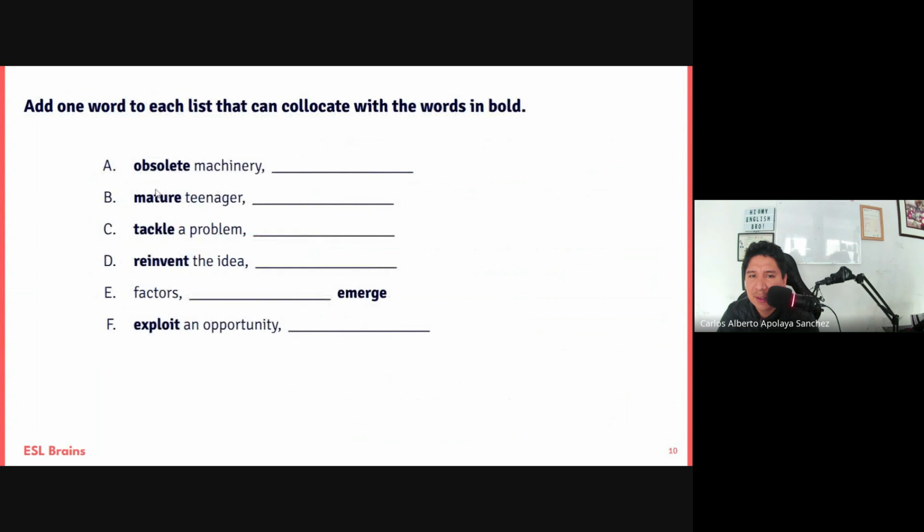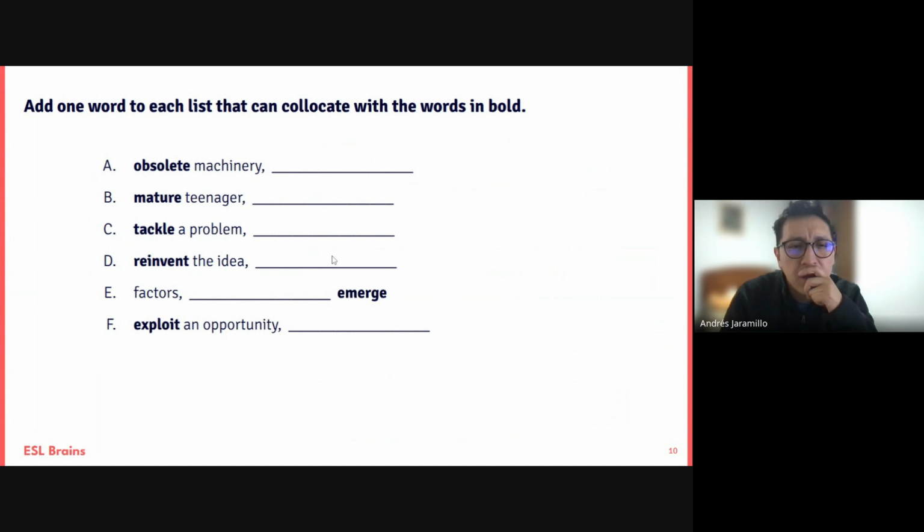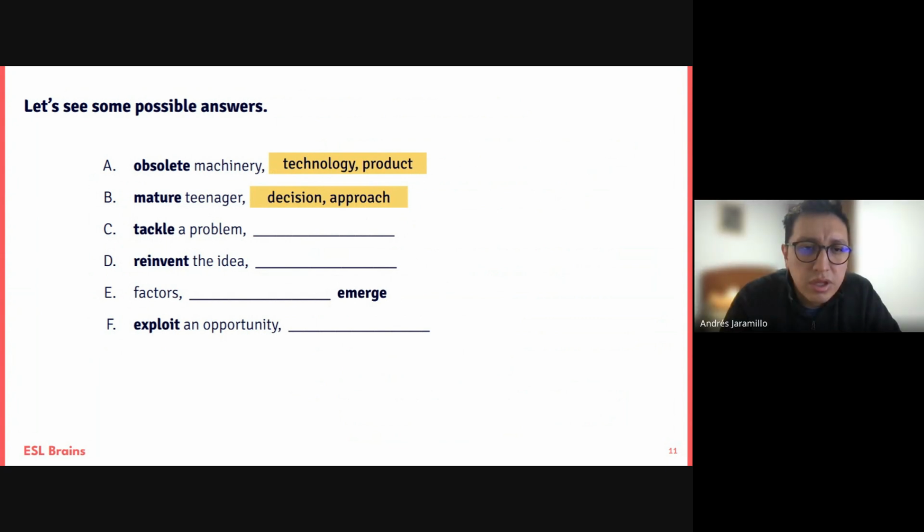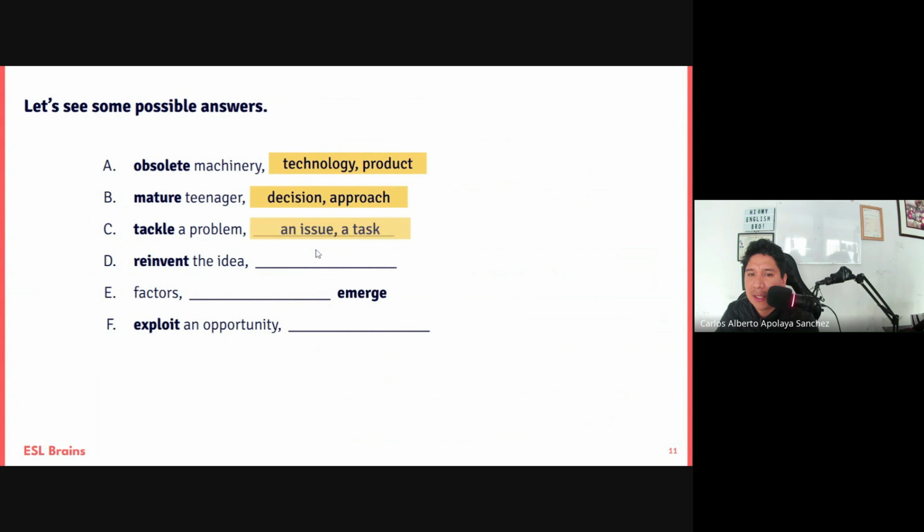Obsolete machinery, or what else? What else is obsolete in life? Machinery, technology, or maybe a product is obsolete. Mature teenager, mature decision, or mature approach. Tackle a problem, or tackle what else? Tackle an issue, tackle a task. Tackle an issue, tackle a task, mature decision, mature approach, obsolete technology, reinvent an idea, reinvent the system, reinvent the concept, reinvent what else?